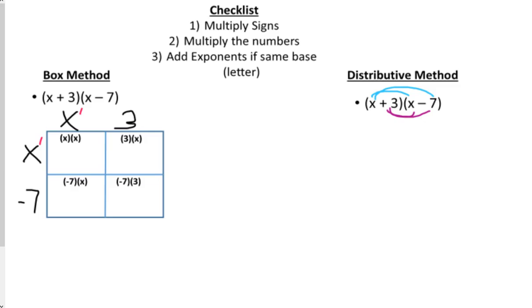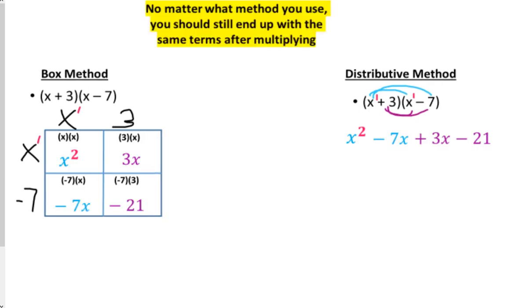Let's see what happens when we actually do the multiplication. You should have ended up with x squared minus 7x plus 3x minus 21. Now at the top of the screen it does say no matter what method you use, you should still end up with the same terms after multiplying. So whether you're using the box method or the distributive method, your terms will be the same.